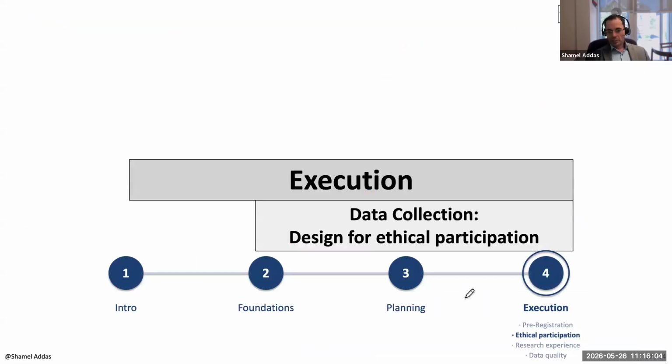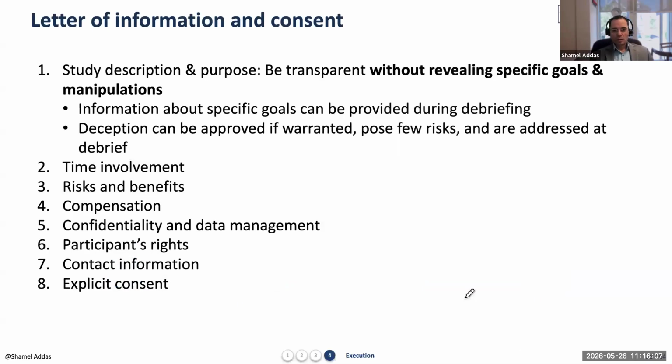All right, ethical participation. Like I said, you need to think about how to do this study ethically. What will your letter of information and consent look like? One thing that I often try to do is be transparent to the participants in the study, but at the same time, I don't want to reveal to them what my hypotheses and manipulations are, right?